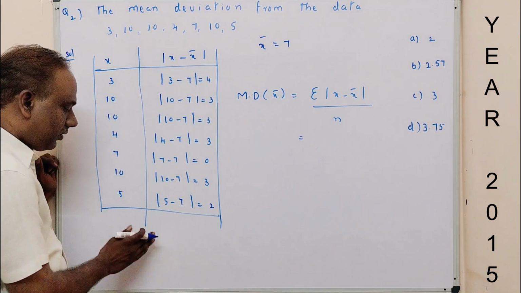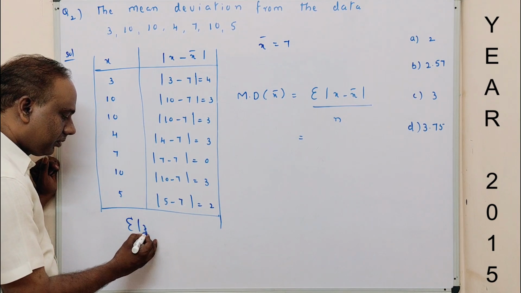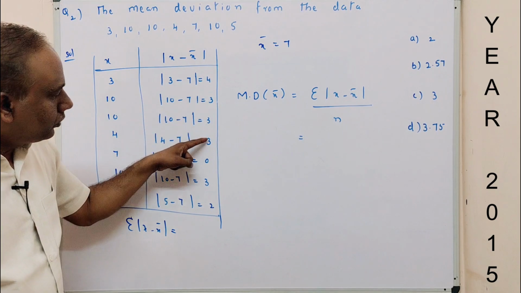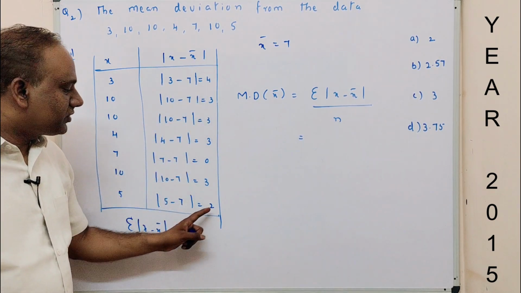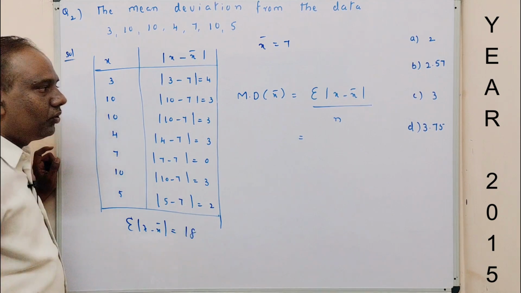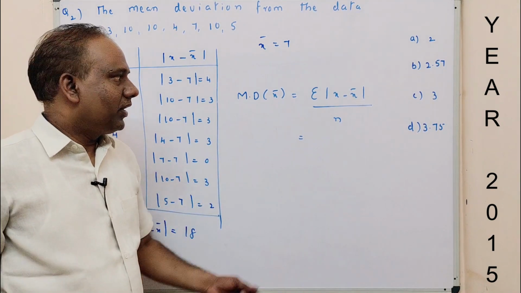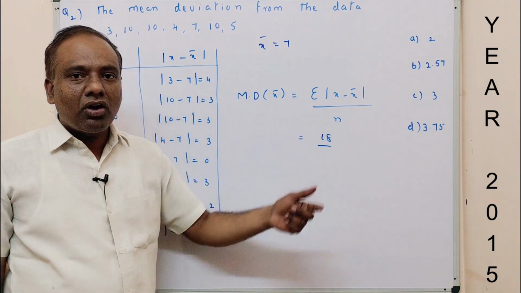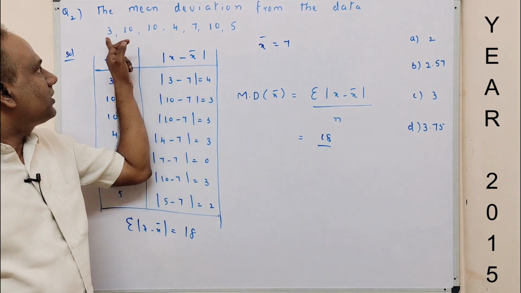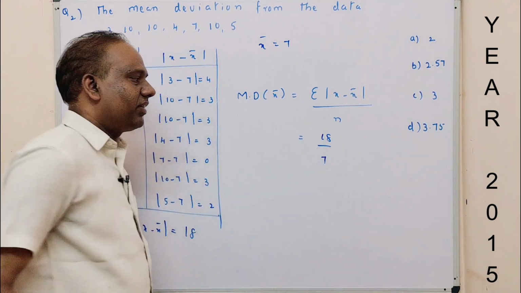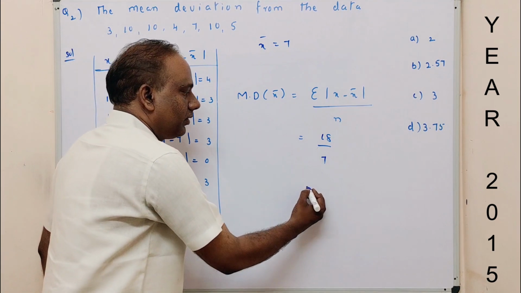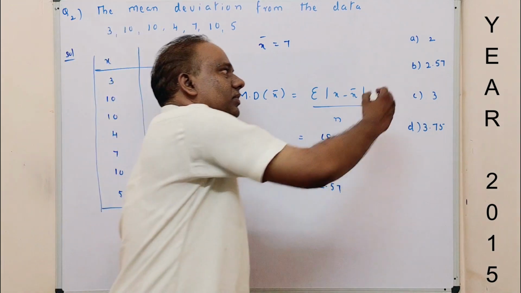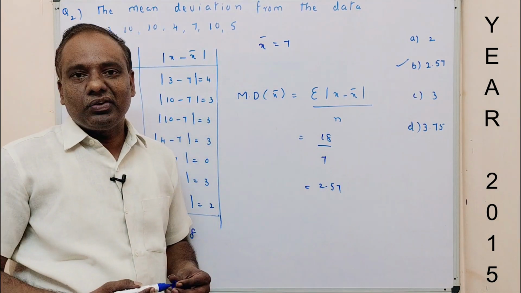So the total value is 4, 3, 3, 3, 0, 3, 2. 4 3s are 12. 12 plus 4 is 16. 16 plus 2 is 18. Okay. Now mean deviation about mean: this total value is 18 by n, where n means the number of observations. The number of observations is total 7. So 18 by 7. 18 by 7 is 2.57. So here option C is the correct answer.